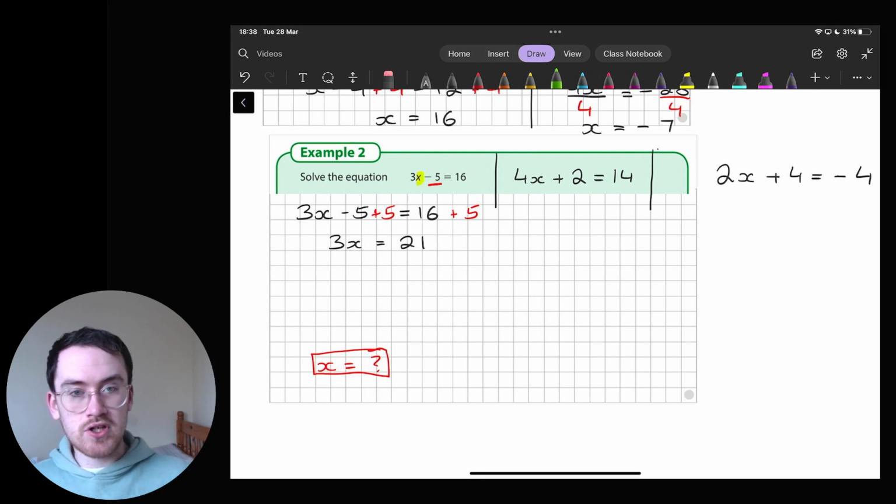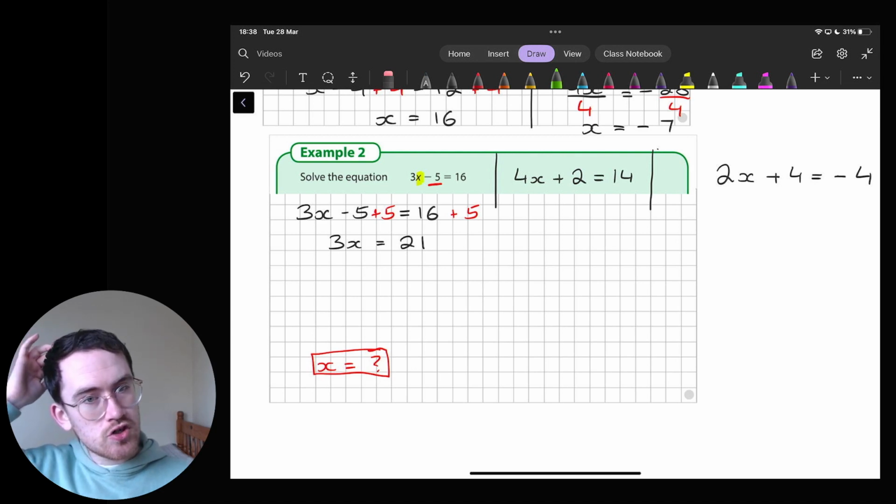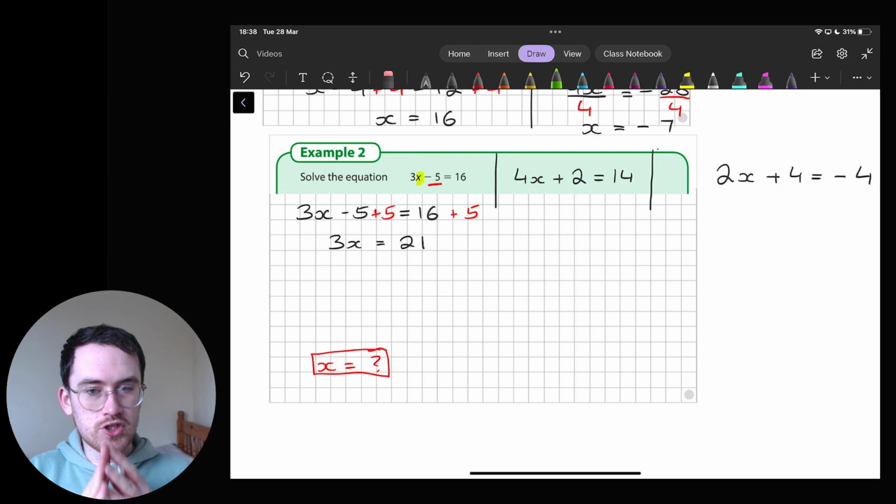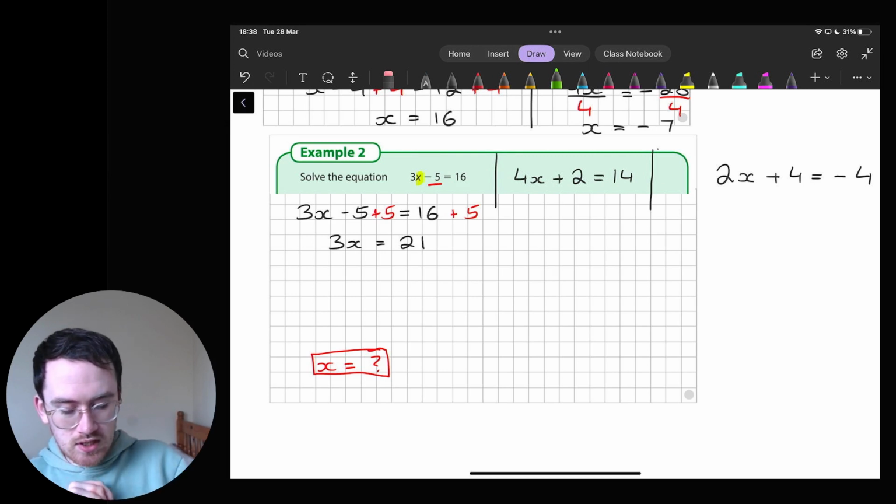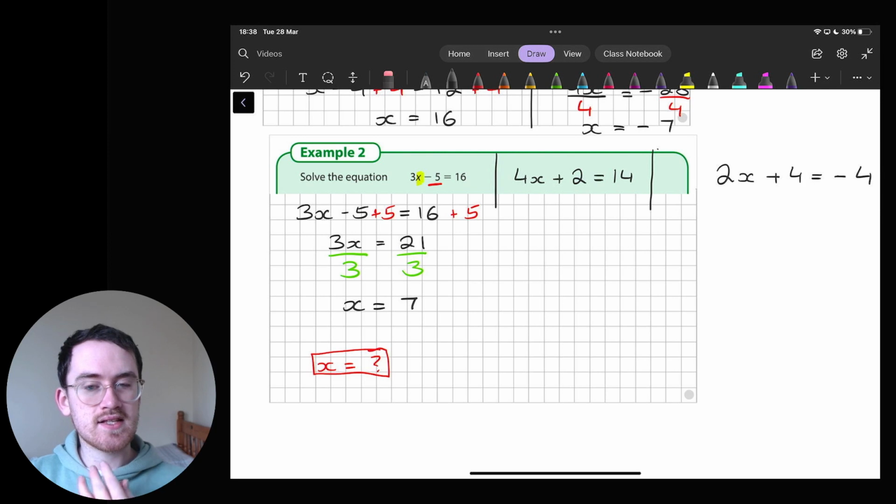Now at this point, we're kind of back to one of the earlier questions. I can see in front of my x there I have a 3, and we should know that that means it's 3 multiplied by x. So to get rid of that, I need to do the opposite of multiplying, which is dividing, and that gives me x on this side and 7 on this side. So I get that x is equal to 7.